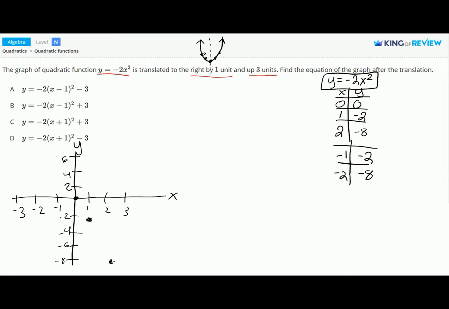Now I can plot some points on the other side of the vertex. So we have negative 1, negative 2. That's right here. And we have the point negative 2, negative 8, which is right here. So now you see I can fill in our parabola using these points. And there's our parent function. This is y equals negative 2x squared. So the next thing I'm going to do is make a table of values for our translated function.